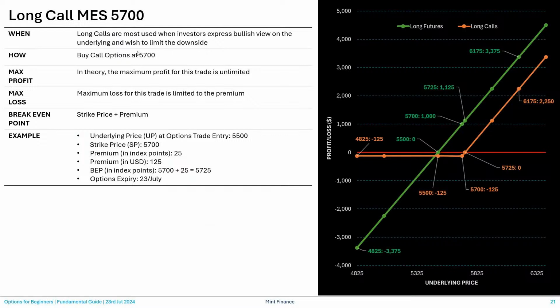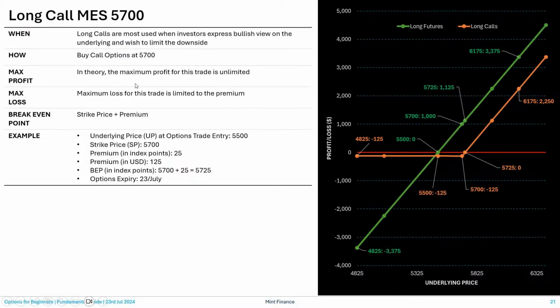So a hypothetical example that we're considering here is to buy a call option at a strike price of 5,700. And if you look down here, we're assuming in this hypothetical example that the underlying price for the futures the options are based on is trading at 5,500. So that's not where the S&P is. So this is a hypothetical example. So given that the S&P is currently at 5,500, we buy a call option at 5,700.